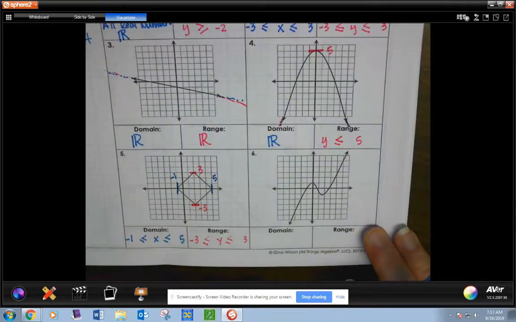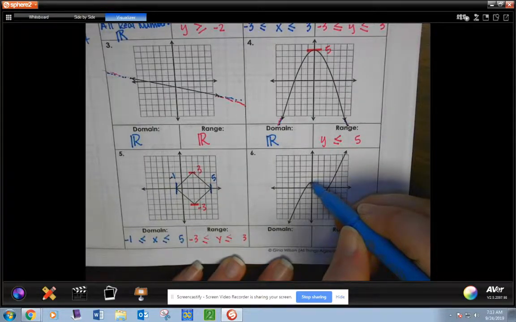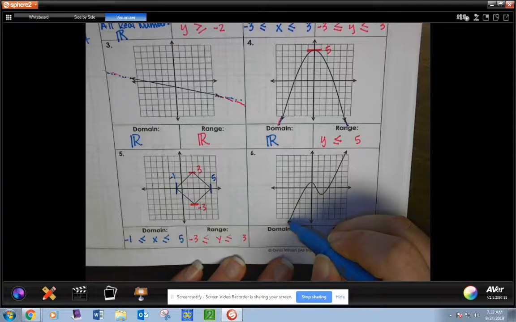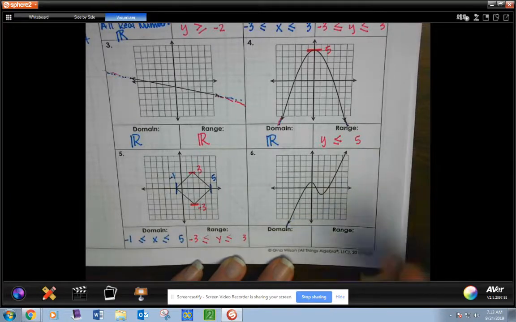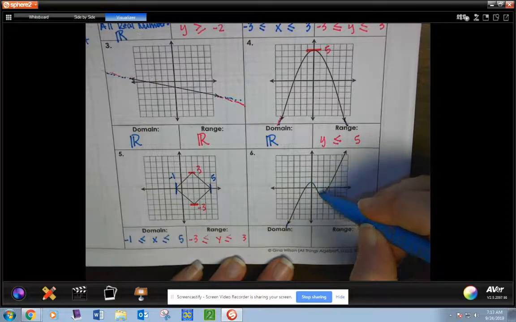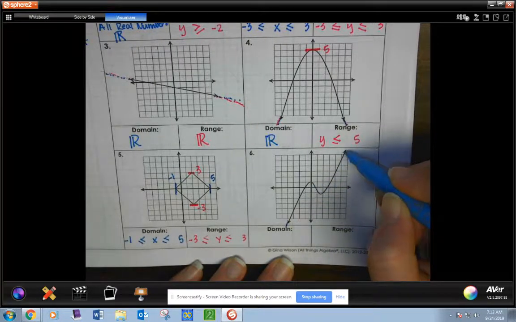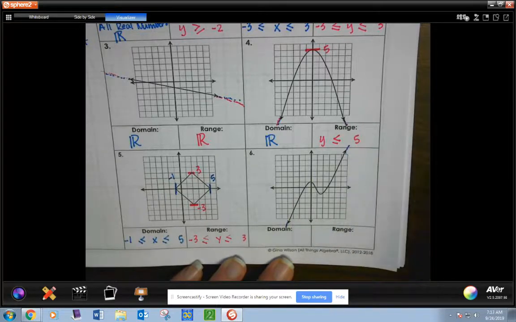Okay, for number 6, I'm going to start right here in the middle at this top peak curve, and I'm going to scan to the left and see when this curved line stops. Well, since it has an arrow, that tells me it doesn't stop. It's going to keep going left. So now I'm going to follow along and scan to the right, and it actually dips down and then comes back up. And as I keep going to the right, I see an arrow which tells me it keeps going to the right.